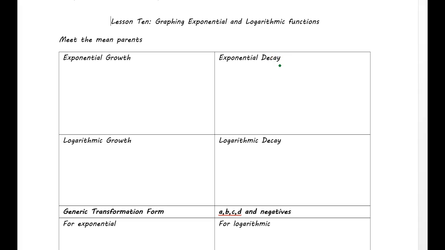So the idea here would be that the parent function for these two is always y equals b raised to the x power. Okay. Now the b is going to tell you everything about these two. If the b is greater than 1, then the graph's going to look a certain way. And if the b is between 0 and 1, then the graph's going to look a completely different way.